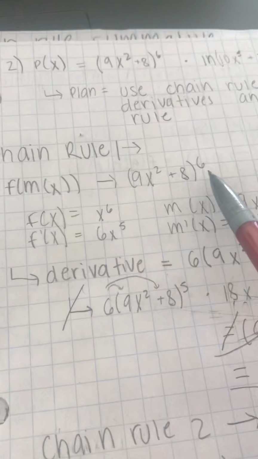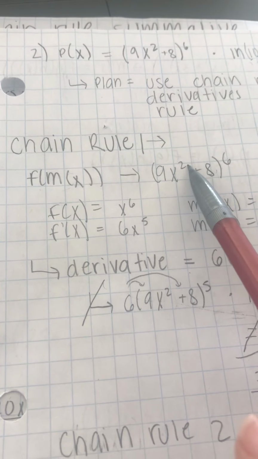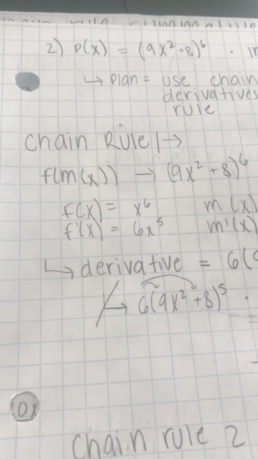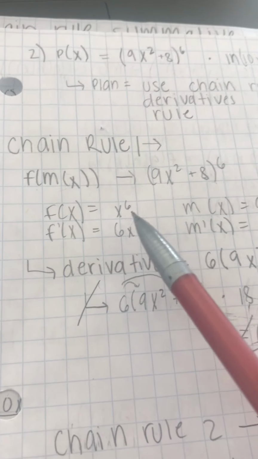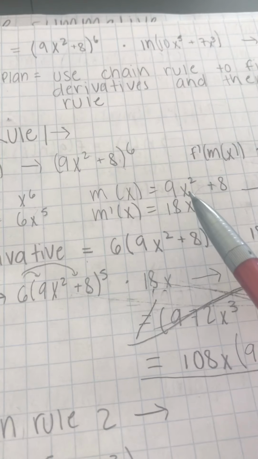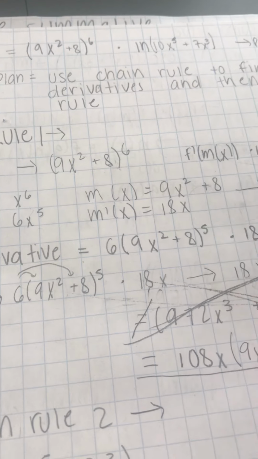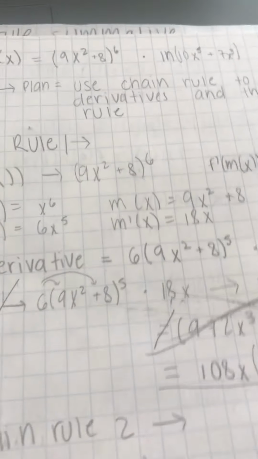f of x being x to the power of 6, and m of x being 9x to the power of 2 plus 8. So f of x is x to the power of 6, f prime of x is, using the power rule, 6x to the power of 5. Then m of x is 9x to the power of 2 plus 8, and then I use the power rule to get the derivative, which is 18x.